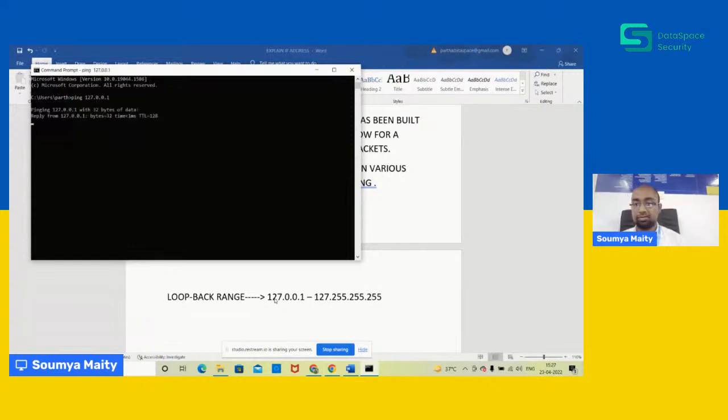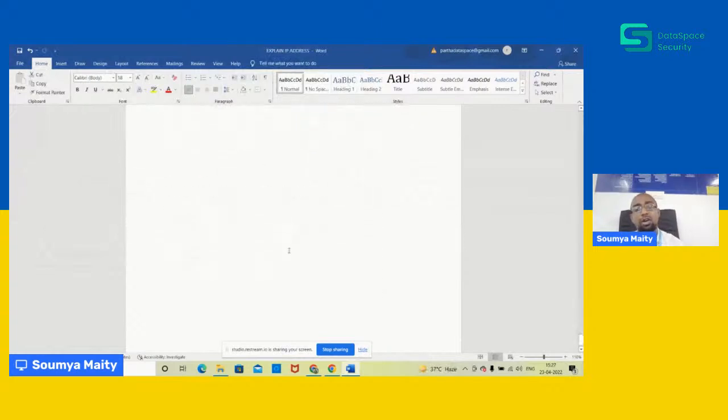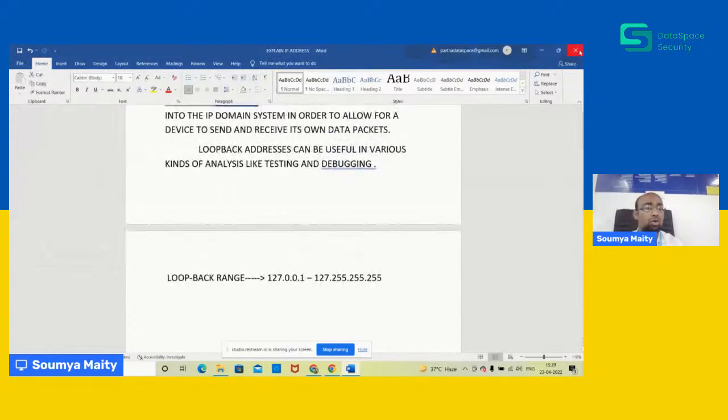127.0.0.1, then enter. So the reply is coming. The packets sent is 4, and loss 0 means the success is 100%. So our NIC card is okay. So this is for IP address. So next we will go to VLAN switching.